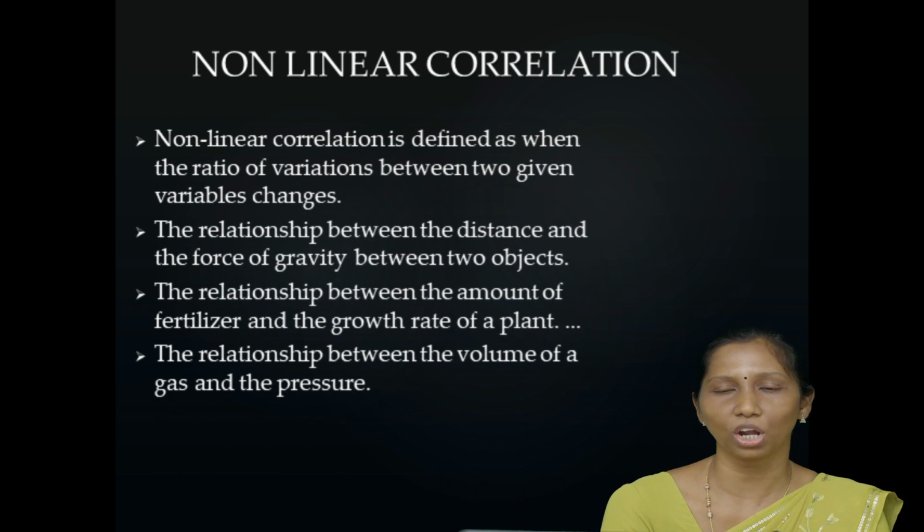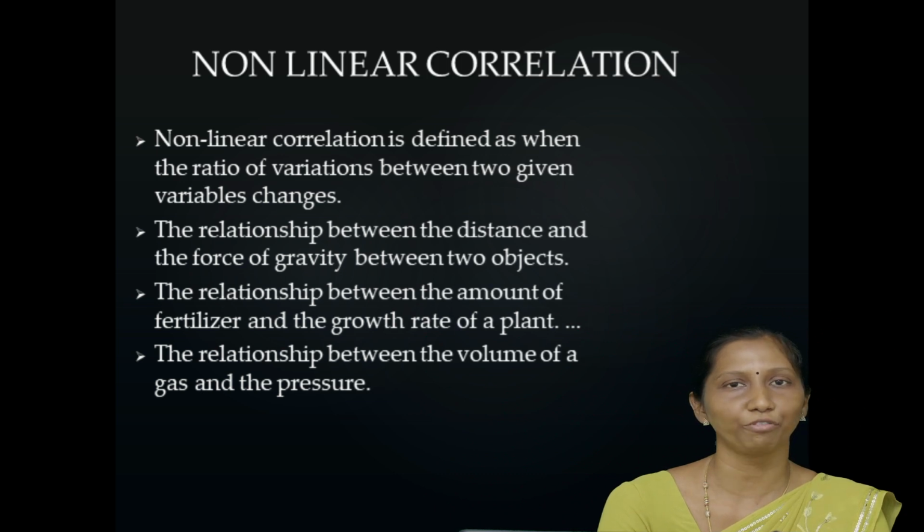Now, non-linear correlation. Non-linear correlation is defined as when the ratio of change between two given variables is not constant. There are so many such relationships, so for this we take the non-linear correlation. For example, it is used to study the relationship between the distance and the force of gravity between two objects. And the second one is the relationship between the amount of fertilizer and the growth of a plant.